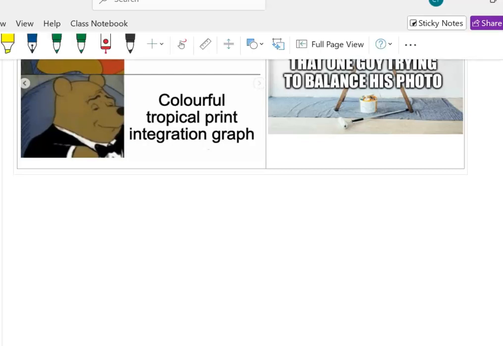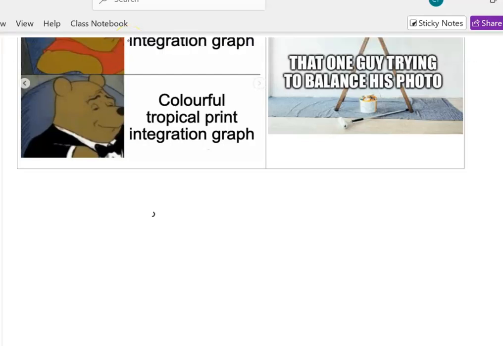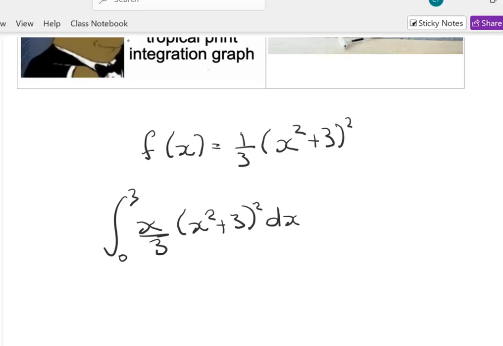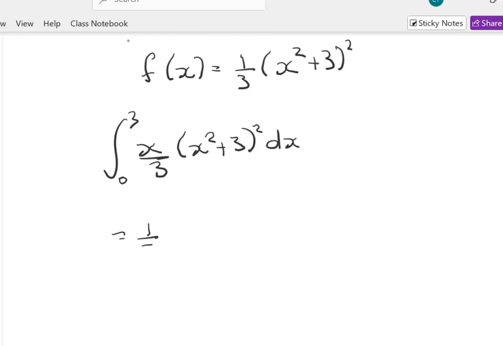Okay, right, let's go. We've got f of x, a pretty simple function. It's 1/3 of (x squared plus 3) to the power of 2. The first thing that we need to work out is the integral between 0 and 3 of x f of x. So it's going to be x on 3 times (x squared plus 3) to the power of 2 dx. I'm going to chuck that constant out the front. And now let's have a look at what we've got.